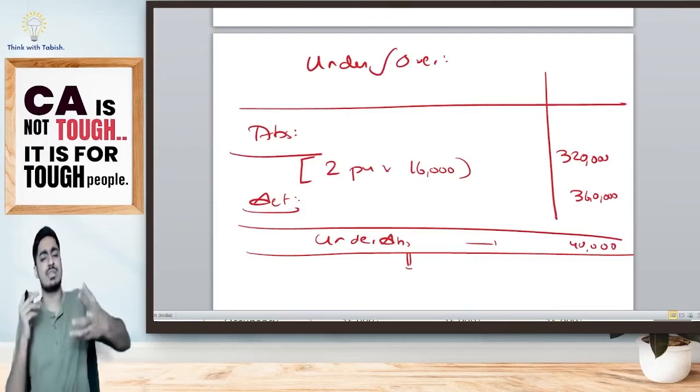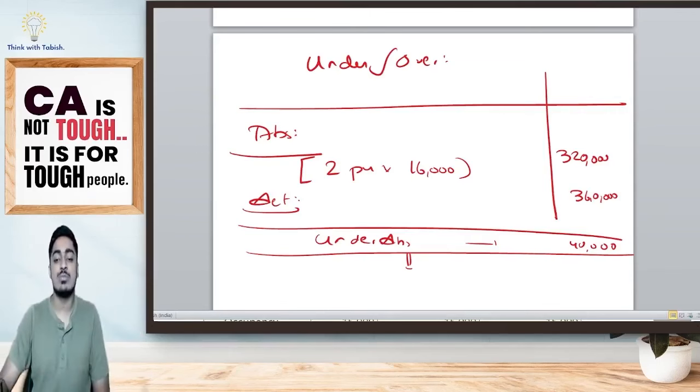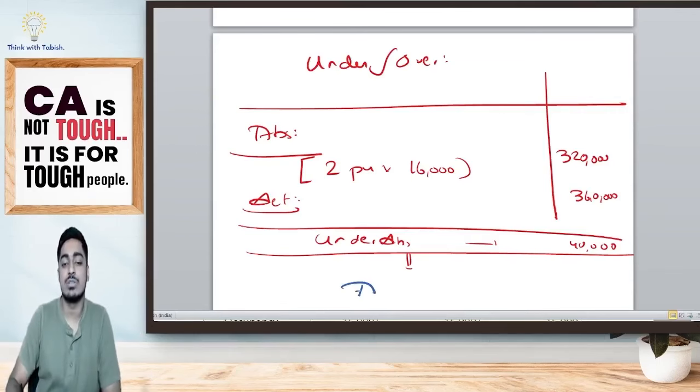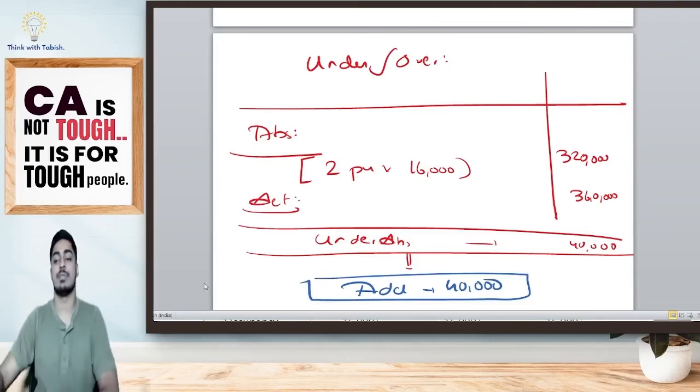I am telling, under absorption. I have charged less amount. So my cost is showing less. So what will I do? I will obviously add my under absorption so that I can arrive at the correct cost. So we'll tell add. How much? 40,000 rupees. This is also fine.